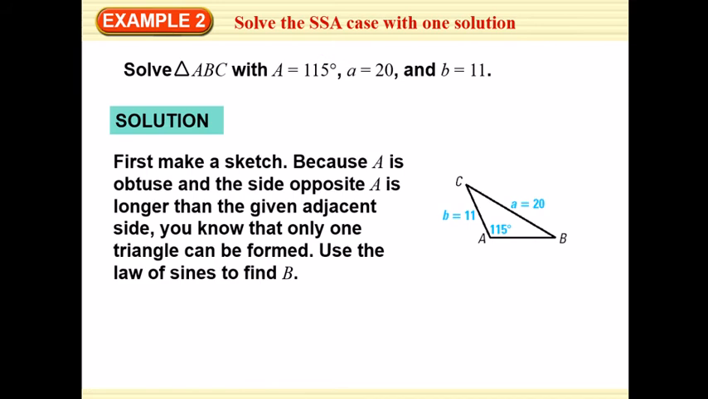So first, draw a picture. It doesn't have to be exact measurements in millimeters or anything like that, but you should know 115 degrees is going to be just past 90, not fully to 180, definitely closer to 90. And you know that side A has got to be longer than side B. That's about all you can do from there. So first make a sketch, because A is obtuse and the side opposite of A is longer than the given adjacent side. You know that only one triangle can be formed. That was the simple A greater than B part of that chart.